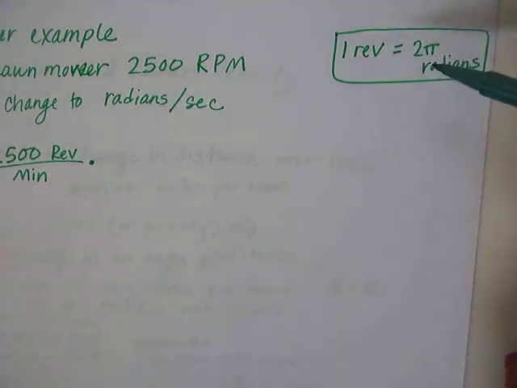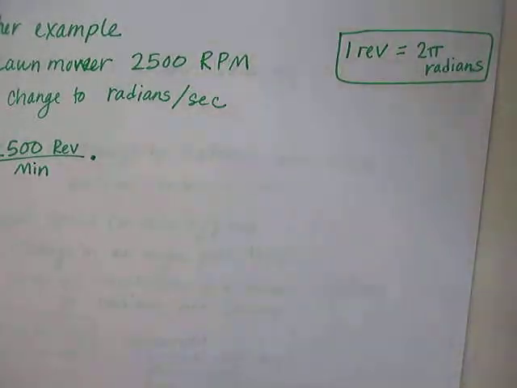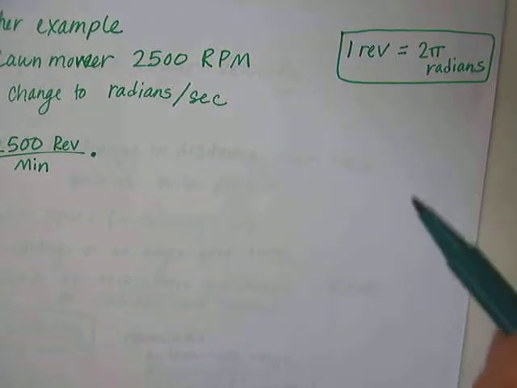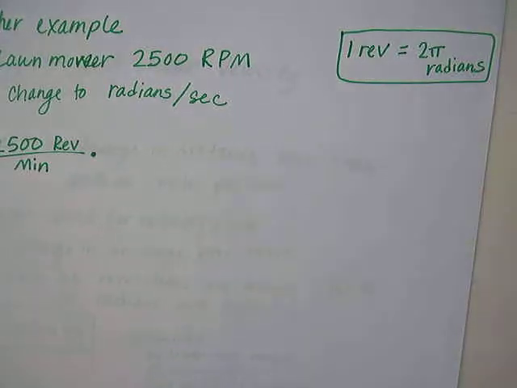This is if you want to change from revolutions to radians. When we were just barely talking about it a few minutes ago, it was changing revolutions to a distance, like inches or feet or miles. And to use that one, you have to have a radius. This one doesn't require a radius.